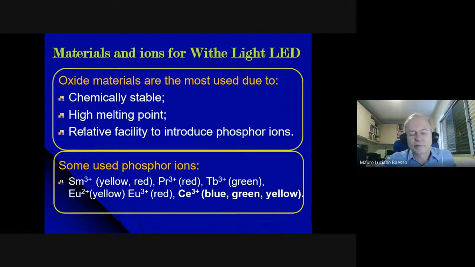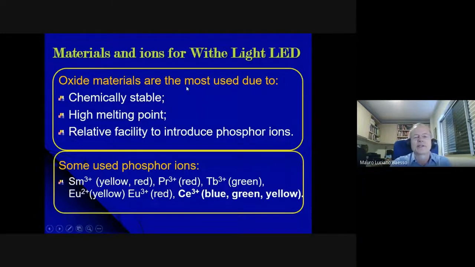Well, let's justify the work we do here in our group. So oxide materials, the glass we work with. First, as I said before, we want to get a broad spectrum, efficient and broad spectrum, to be advantageous compared with crystals, to get a better spectrum for the emission. This is the main goal. Materials and ions for white light.